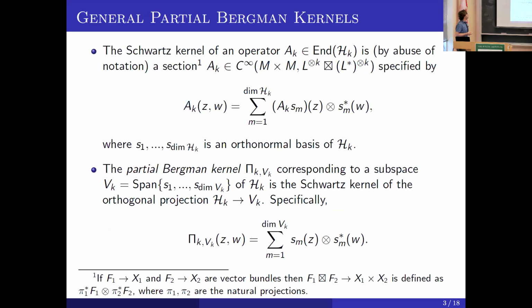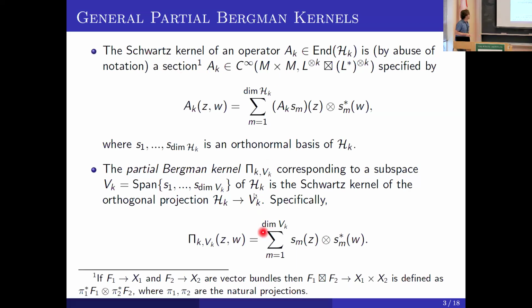And I will be considering a Schwarz kernel of a very specific operator. So what is a Schwarz kernel? It's essentially an integral kernel. So the action of the operator is given by integrating with respect to the Schwarz kernel. So for a general endomorphism, we can express a Schwarz kernel as follows. And here there is a slight abuse of notation, namely I denote the Schwarz kernel of an operator and the operator in the same way.